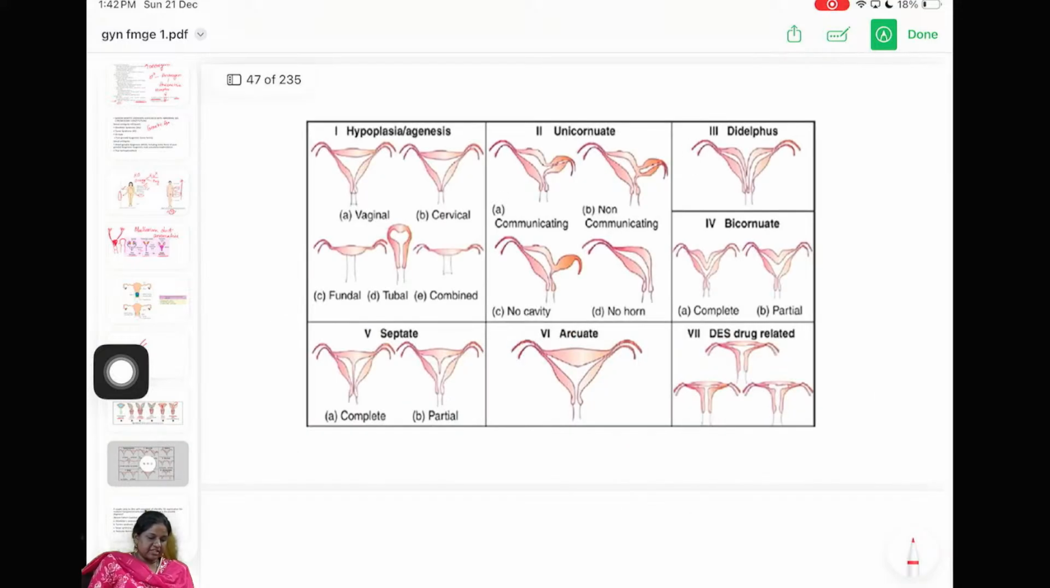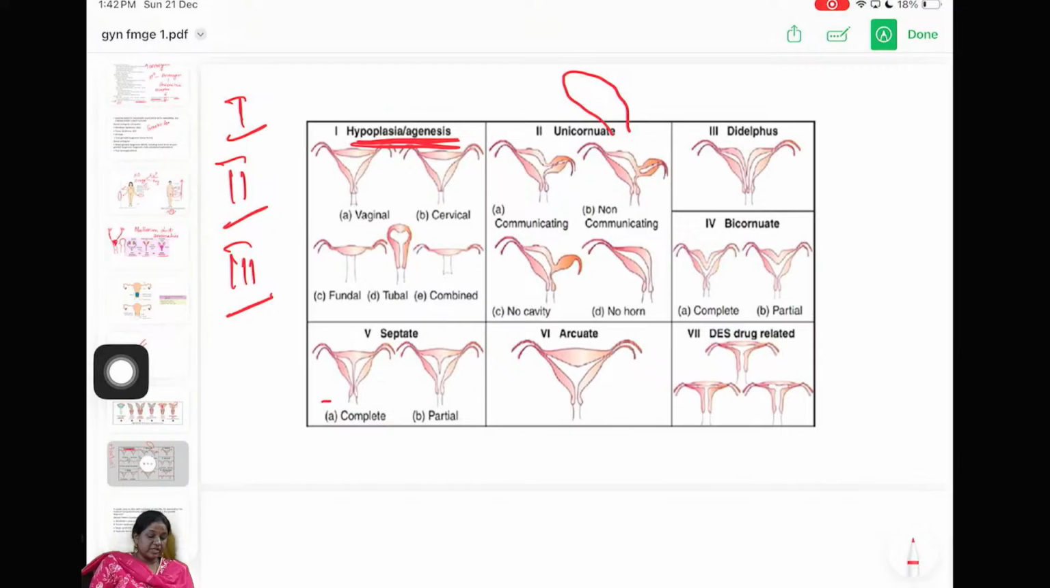This is actually the classification. I think you just have to understand the major classifications alone. First is going to be agenesis. Formation itself is a problem. Developmental itself is a problem: hypoplasia or agenesis. Second is going to be unicornuate. Only one side is forming. Third is going to be didelphys.